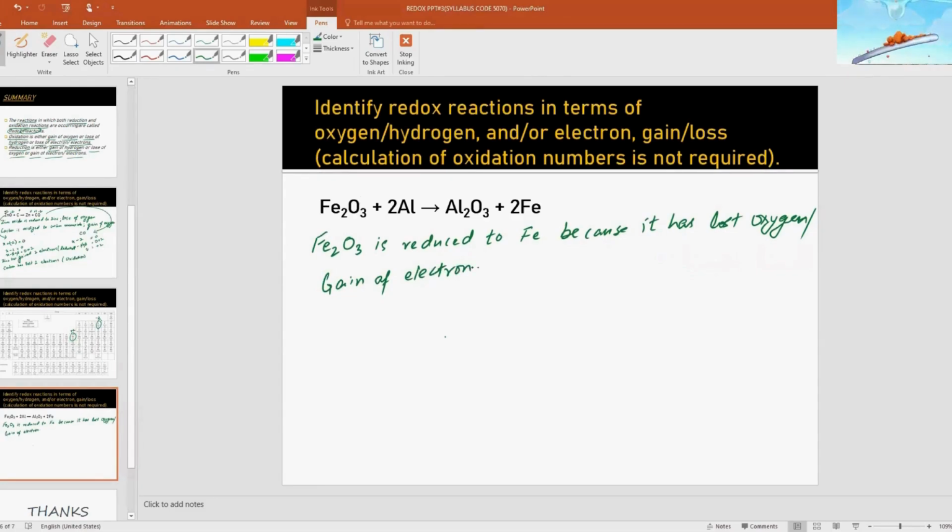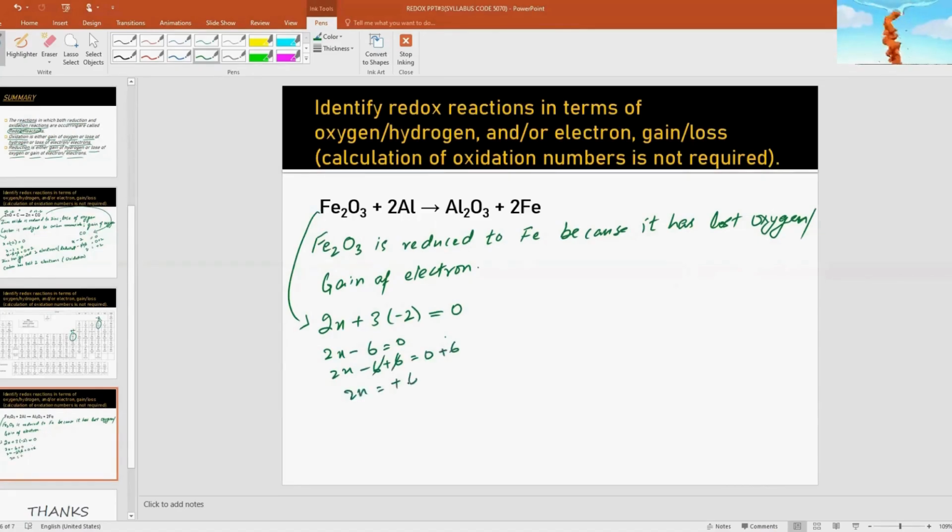Now work out the charge on Fe. Oxygen belongs to group 6. It carries -2 charge. We have 2 atoms of Fe, so I will write 2x, plus 3 atoms of oxygen, 3 times -2 is the charge. Overall charge will be 0. So 2x - 6 = 0, or 2x - 6 + 6 = 0 + 6. We will get 2x = +6, or x = +6 divided by 2. We will get 3. So the charge on Fe is +3. It definitely has gained 3 electrons.